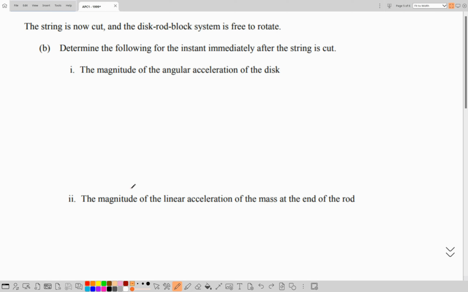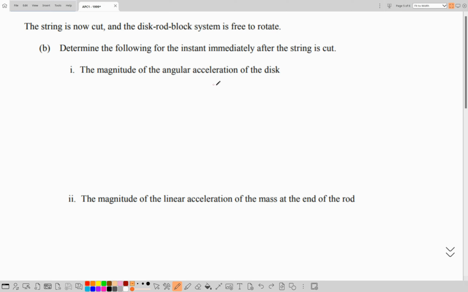Now moving on to the next question, they're telling us the string is now cut and the disk, rod, block system is free to rotate. The moment the string is cut, then we have lost tension. Determine the following for the instant immediately after the string is cut. So we are talking as if we have stopped time. We've cut the string and the angle is still given by theta 0.